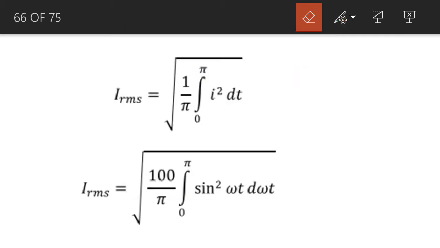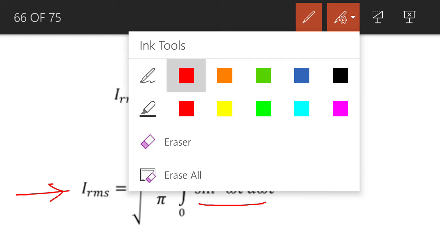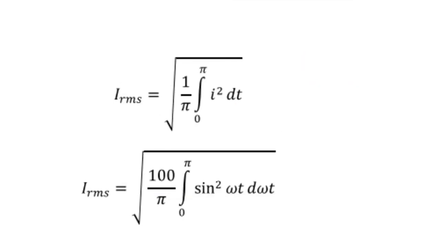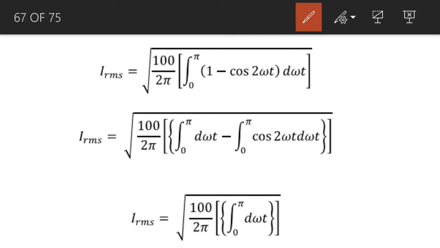So we get the root mean square value of this time varying current, which will be equal to under root 100 divided by pi, the integration of sine square omega t d omega t, and we replace sine square omega t by 1 minus cos of 2 omega t divided by 2. So if we replace it, we get the root mean square value of this time varying current. We get under root 100 divided by 2 pi, the integration from 0 to pi of 1 minus cos of 2 omega t d omega t, and there are two terms over here.